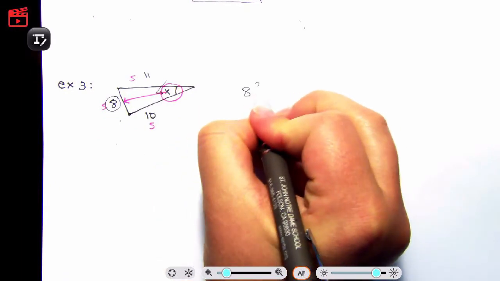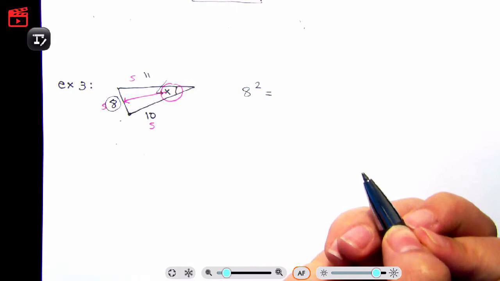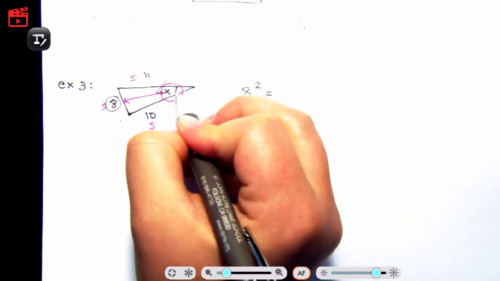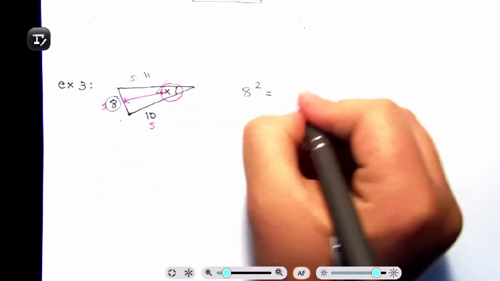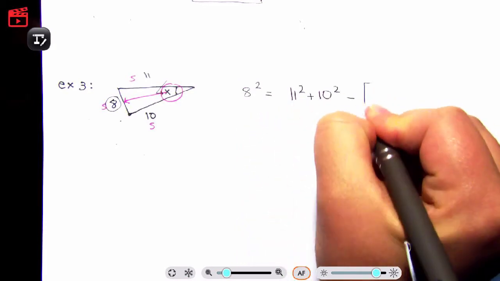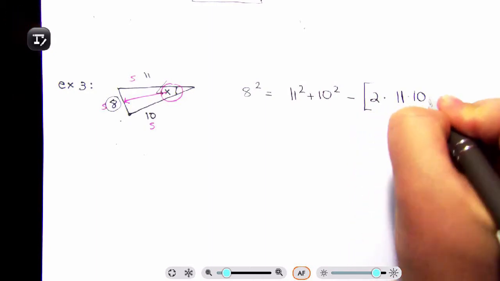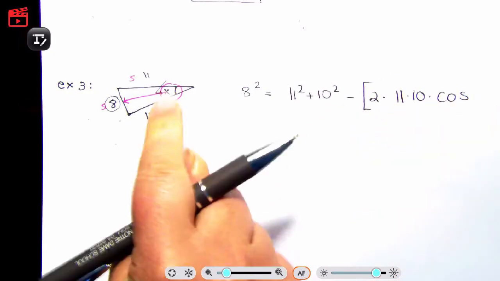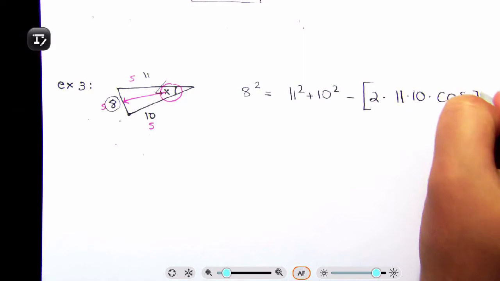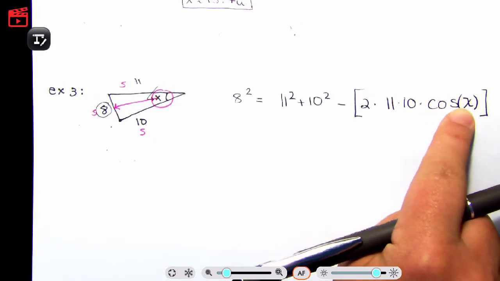So the across the street side is 8, so that's where you're going to have 8 squared is equal to the other two sides from this angle right next to it. Those are going to be the ones that you're going to be squaring and adding. You're going to be subtracting 2 times those sides times the cosine of the angle. But the cosine of the angle is x, so we don't know what this value is. That's what we're trying to find, but that's okay.